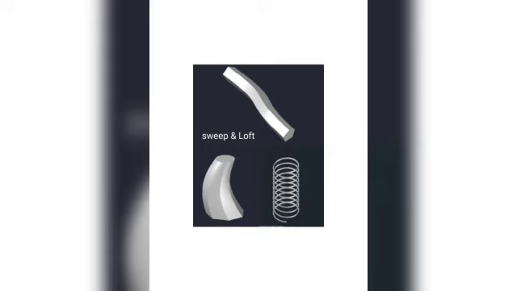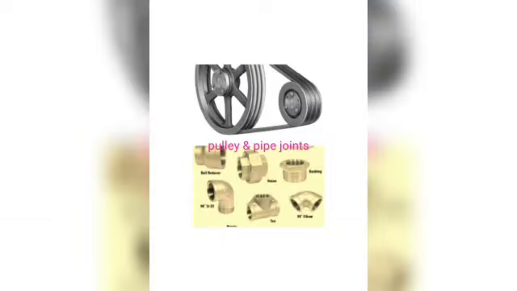This is our first session of 8th standard, in which we are going to cover what type of syllabus we have. Here you have the loft and sweep commands, which we learned in the 7th standard, but here we are going to learn the different types. Here again, pipe joints and types of pulleys. This topic you are going to learn here in detail.